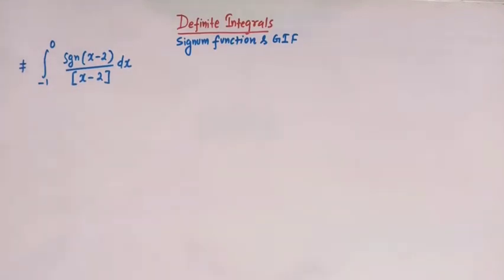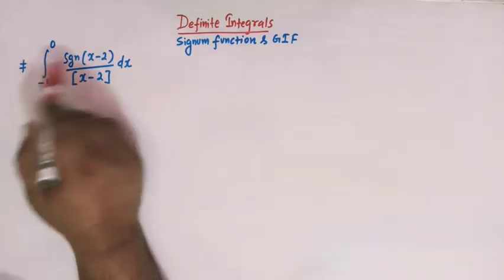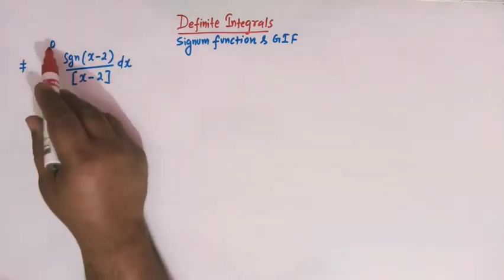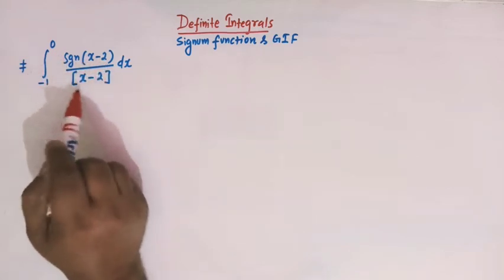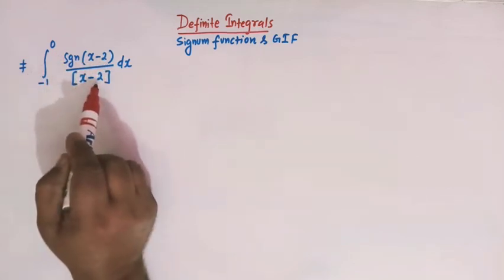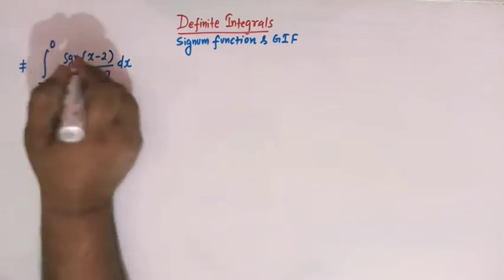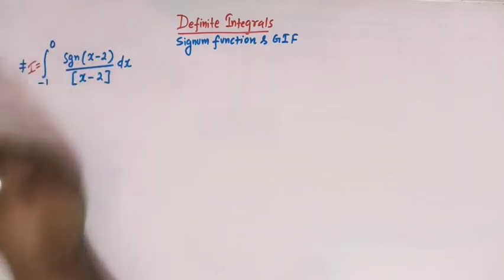Hello viewers, in today's class we are going to discuss yet another problem from definite integrals involving signum function and greatest integer function. Here we have to evaluate this integral from -1 to 0, of signum of x minus 2 divided by greatest integer of x minus 2. Let us start and first call this integral I.